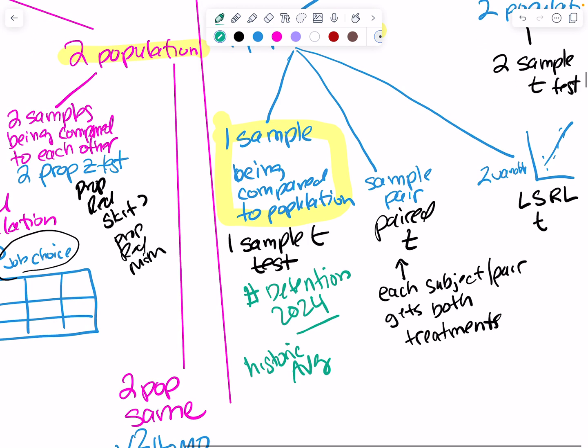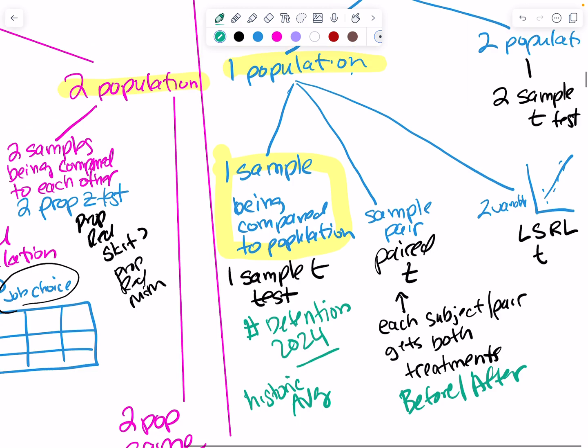Sample a paired T, if each subject or pair gets paired with both treatments. So for instance, a before-after treatment where you're getting some sort of medication, and I get both treatments, and I measure my blood pressure before, I measure my blood pressure after, and see if the medication had a difference on me.